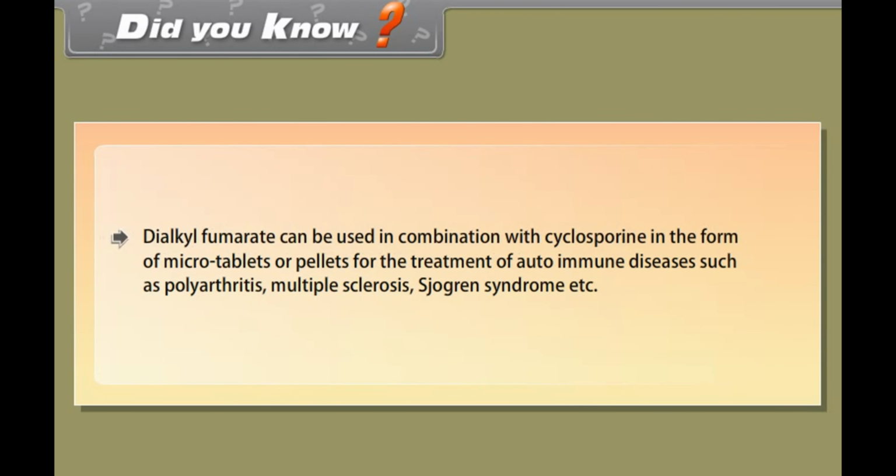Did you know? Dialkyl fumarate can be used in combination with cyclosporin in the form of microtablets or pellets for the treatment of autoimmune diseases such as polyarthritis, multiple sclerosis, Sjogren syndrome, etc.